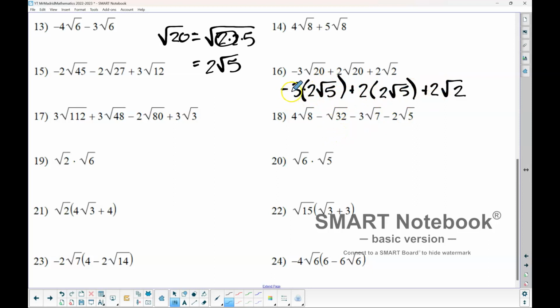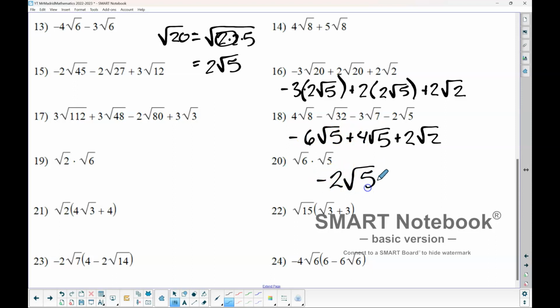Okay. So now I'm going to multiply negative 3 times 2 and 2 times 2, so I get negative 6 square root of 5 plus 4 square root of 5 plus 2 square root of 2. Now this one and this one have a square root of 5, so I can take the negative 6 plus 4 and I get negative 2 square root of 5. And since he's got a square root of 2, I can't combine him. He stays by himself still.